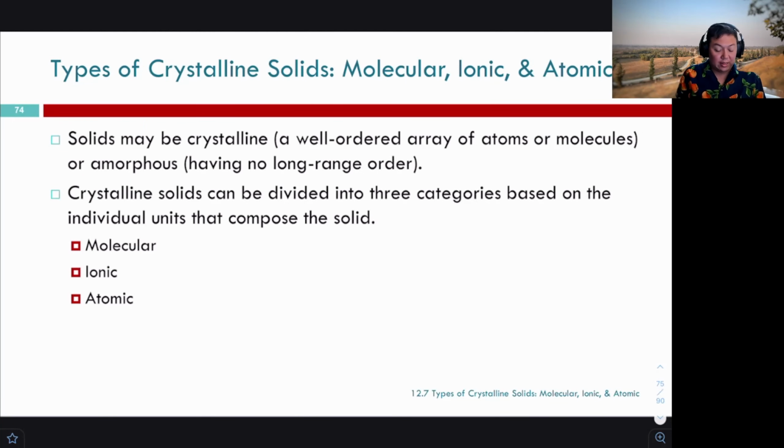So changing gears a little bit here, we talked about solids way, way back, different types of solids, that there are crystalline solids and amorphous solids, where the crystalline solids have a well-ordered array of atoms or molecules, and our amorphous solids have no long-range order. Our crystalline solids can be divided into three different categories, based on the individual units that compose the solid. We have molecular crystalline solids, ionic crystalline solids, or atomic crystalline solids.